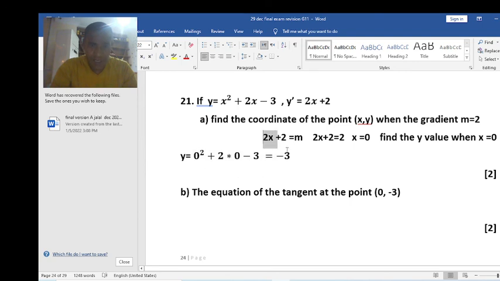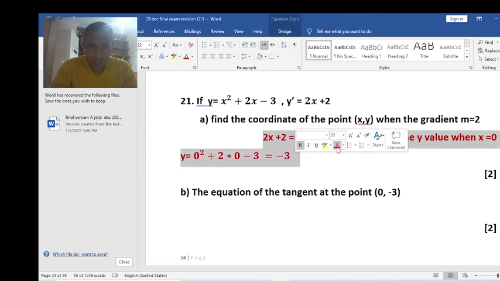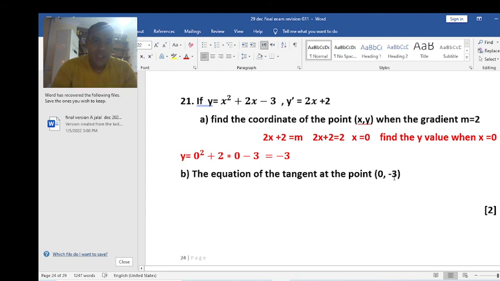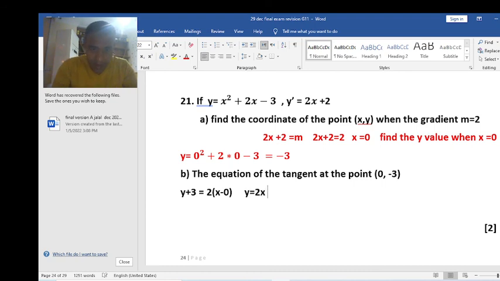Move to the next part. The next part is finding the equation of the tangent at this point. We have a formula. I will just write the formula: y minus y1, which is negative 3, negative gives positive, so plus 3, equal to the gradient 2 from the beginning, multiplied by x minus 0. Then expanding, this gives y equal 2x minus 3. This is the equation of the tangent.